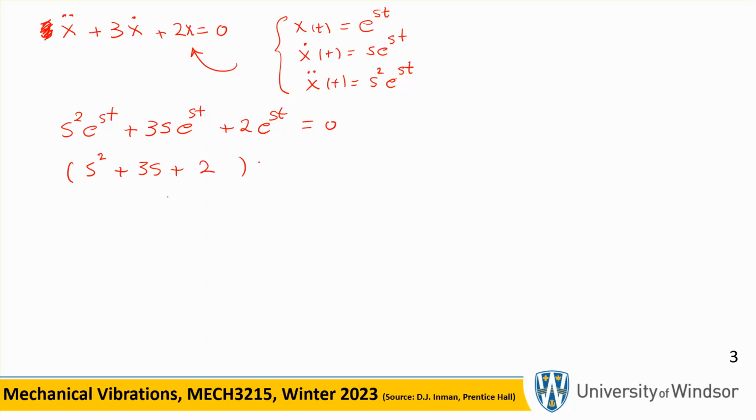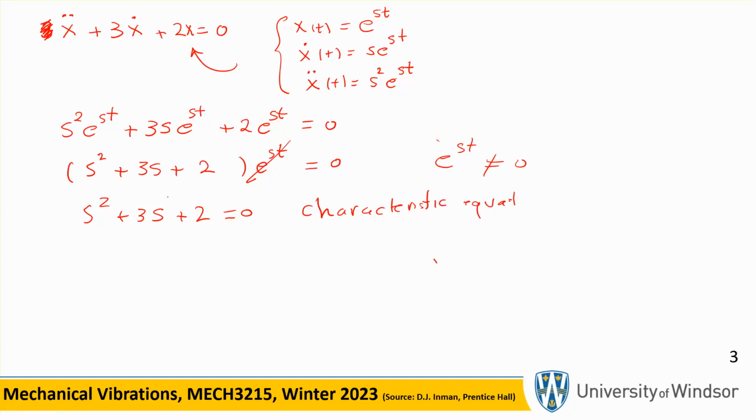Now, e to the st is not 0, so we can divide through, and I get s squared plus 3s plus 2 equal to 0. And this is what your differential equations professor called the characteristic equation. So you have to solve it.